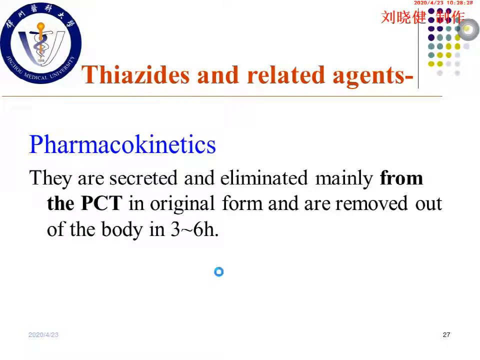The proximal tubule is the site of the organic acid and basic secretory system. The organic acid secretory system is saturable, and diuretic drugs, including thiazides and loop diuretics, in the bloodstream compete to transfer with endogenous organic acids, such as uric acid. So I think you can understand the adverse effects of thiazides also include hyperuricemia.